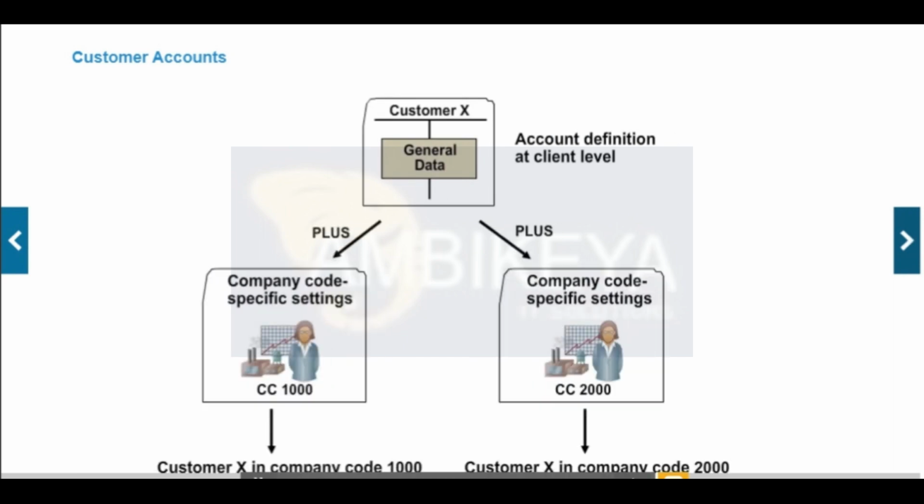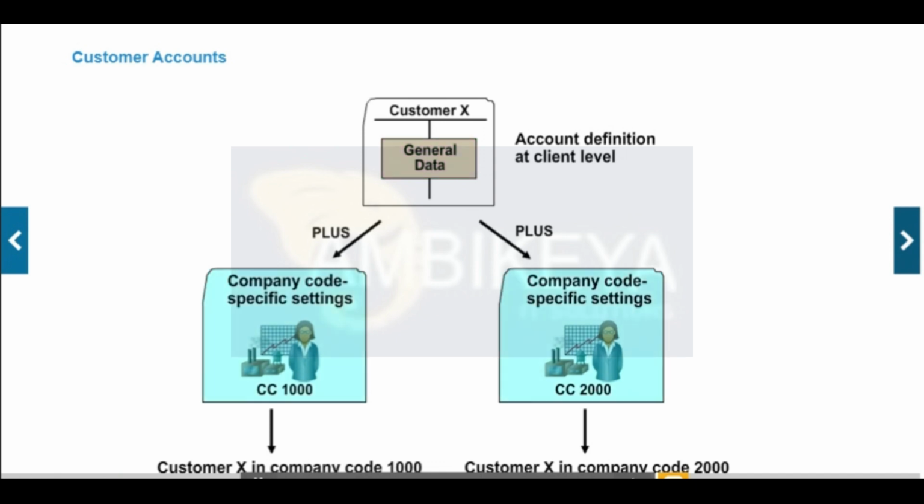As with GL accounts and vendor accounts, customer accounts also consist of two areas. General data: a customer account is defined for all company codes at the client level. General data, such as the customer's address, is stored here. General data applies for all company codes that do business with the customer.